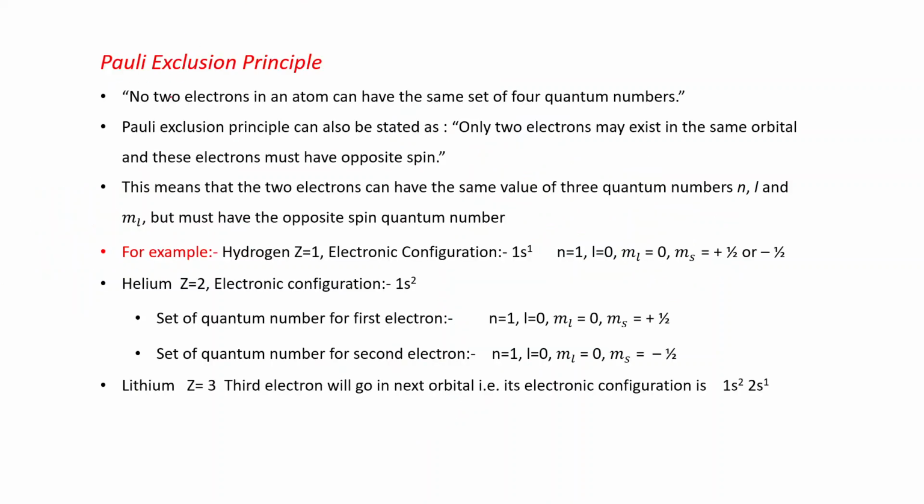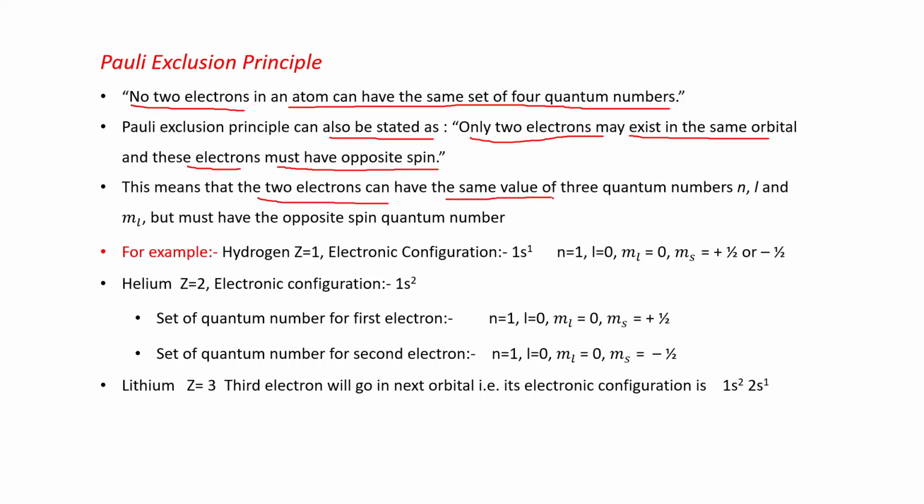Pauli exclusion principle. No two electrons in an atom can have the same set of 4 quantum numbers. This can also be stated as only 2 electrons may exist in the same orbital and these electrons must have opposite spin. This means that the 2 electrons can have the same value of 3 quantum numbers n, l and ml, but must have the opposite spin quantum number.